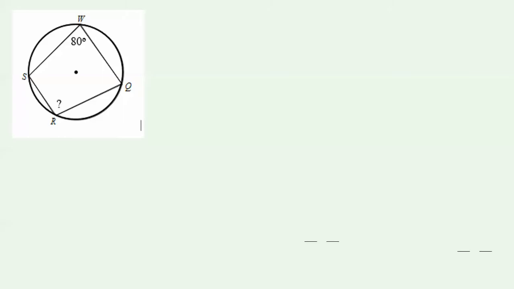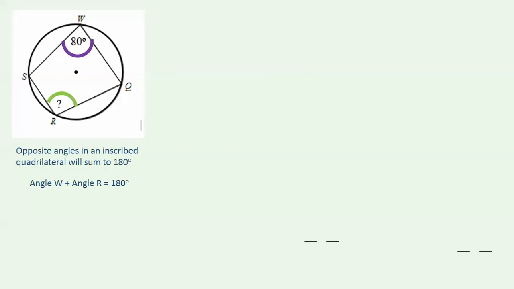So looking at the following example, let's solve for question mark. Opposite angles in an inscribed quadrilateral will sum to 180 degrees. So 80 degrees plus question mark, that is angle W, plus angle R, must equal 180 degrees. Because angle W is 80 degrees, plus angle R will equal 180 degrees. To solve, we'll subtract 80 degrees from both sides, and we find that angle R is 100 degrees.